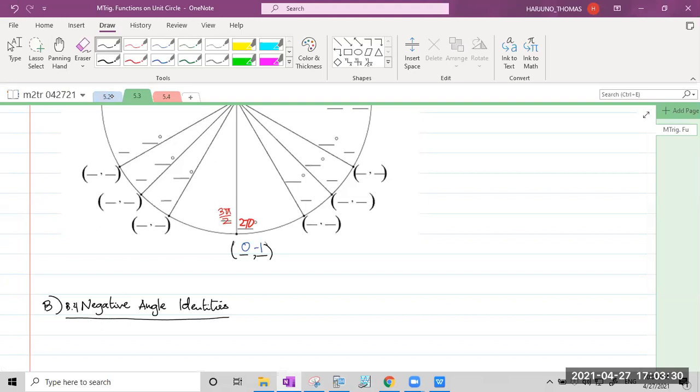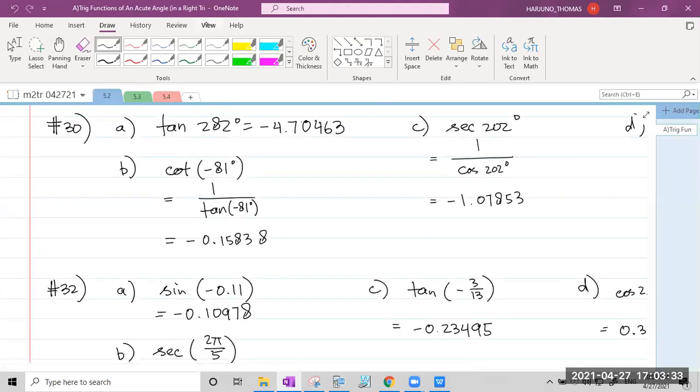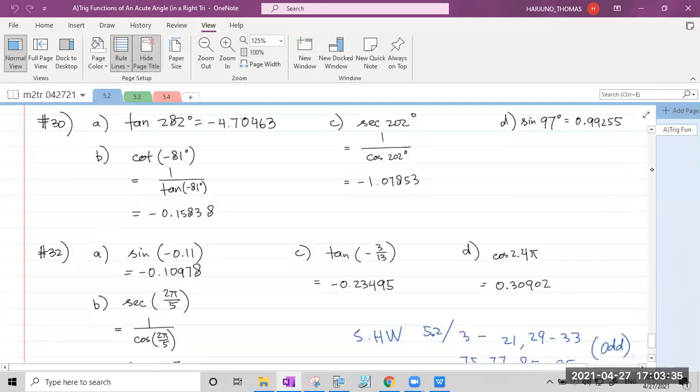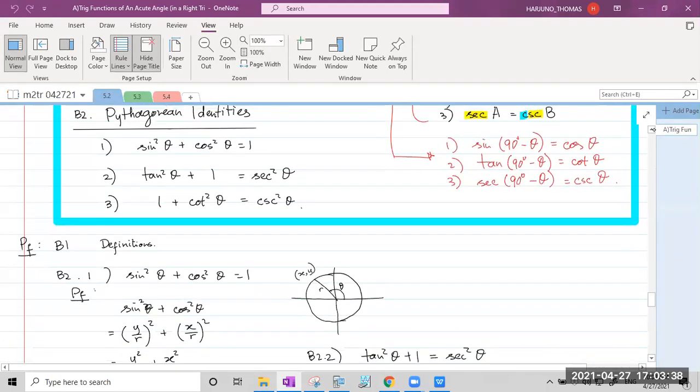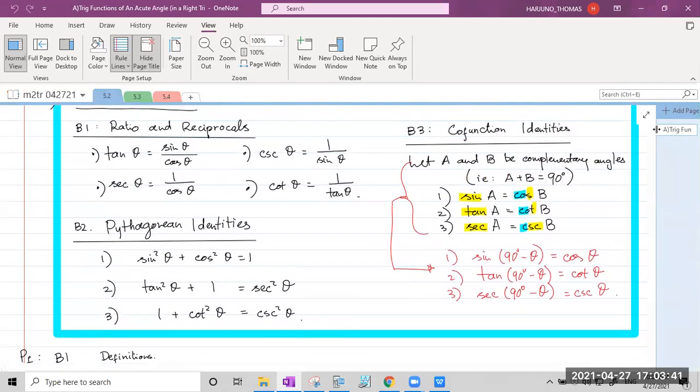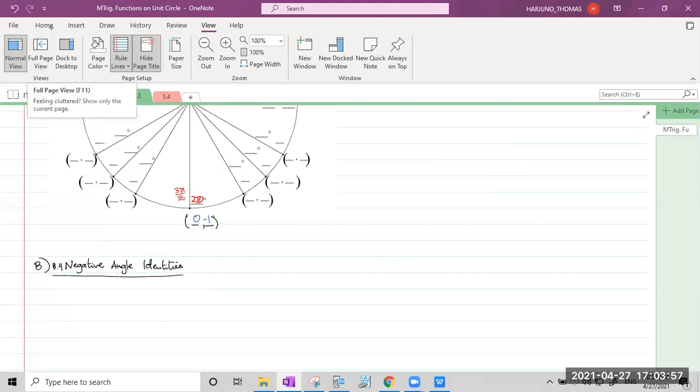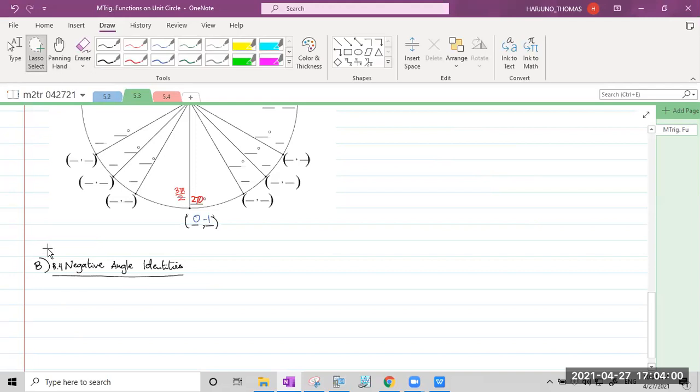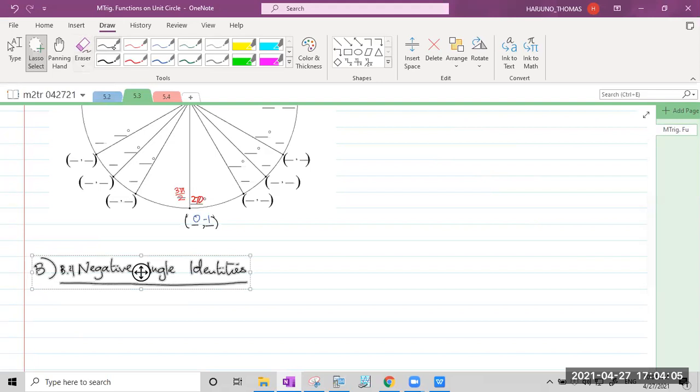Remember B1, 2, 3 are here. Okay, B stands for the basic identity. The first group is ratio and reciprocals. The second group, Pythagorean identities. The third group, cofunction identities. Now, B4, negative angle identities, is as the following.